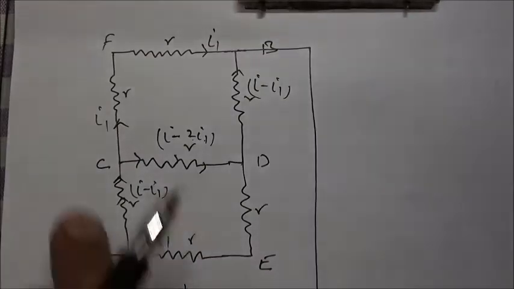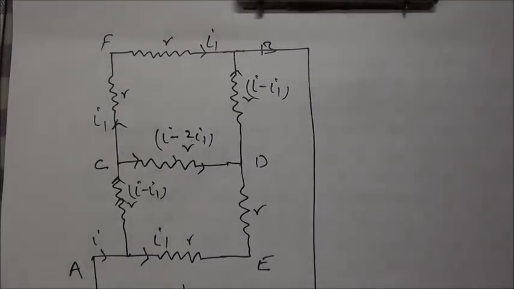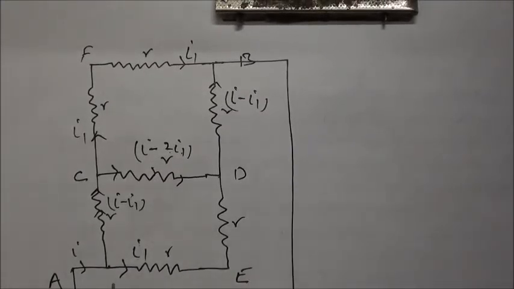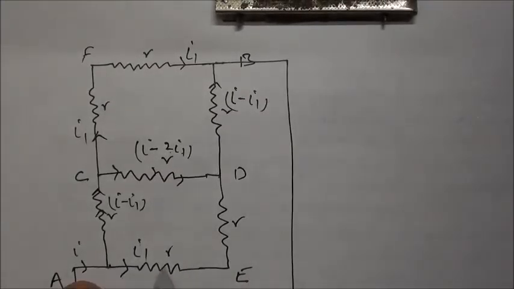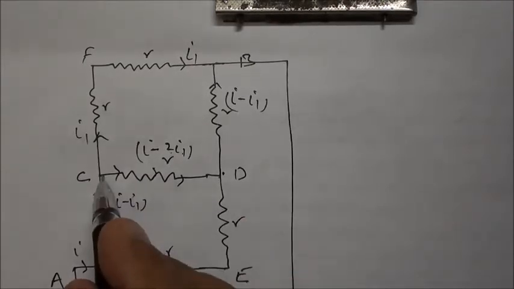So this is how the current distribution can be made, and again we can write equations and solve to get the value of V by I. Let us take A, E, D, C and A.